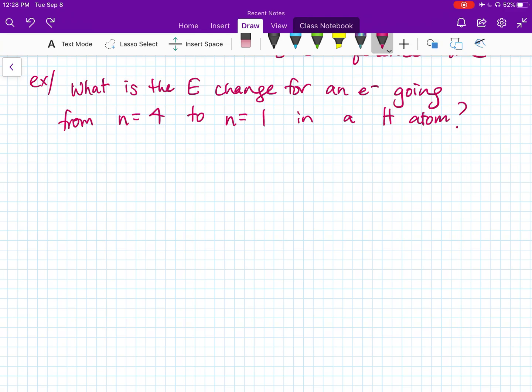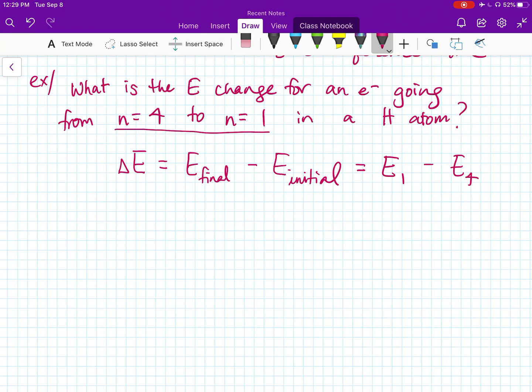To solve these kinds of problems, you should really bear in mind that you're calculating a delta E. And whenever we're dealing with a delta E, we are taking the final state, whatever it is, final energy, and subtracting from it the initial state. In this case, our final state is n equals 1, so I'm going to call that E of 1. And our initial state was n equals 4, right? Because we're going from n equals 4 to n equals 1. So really, my delta E is E1 minus E4.